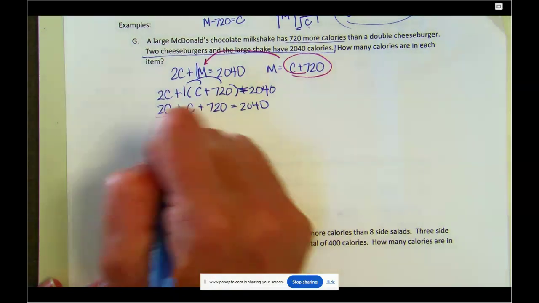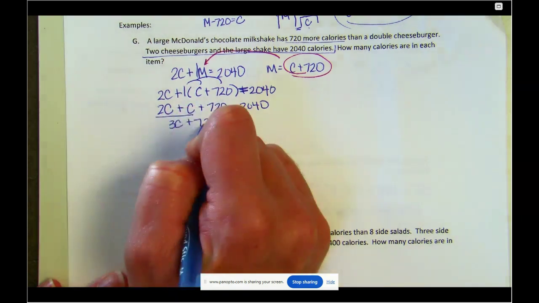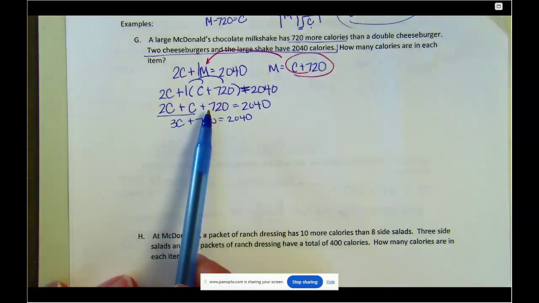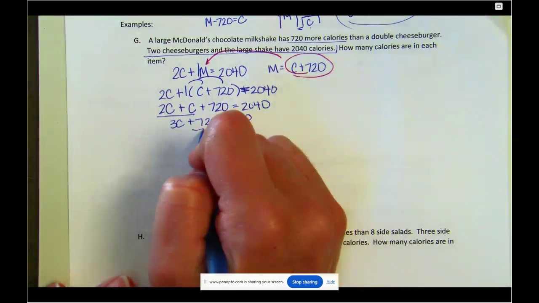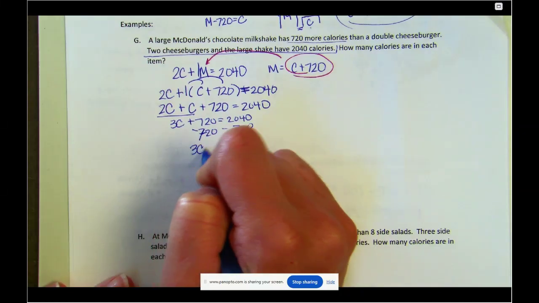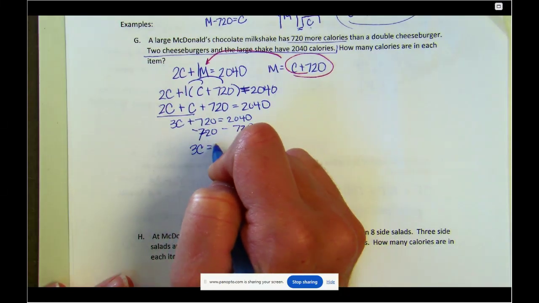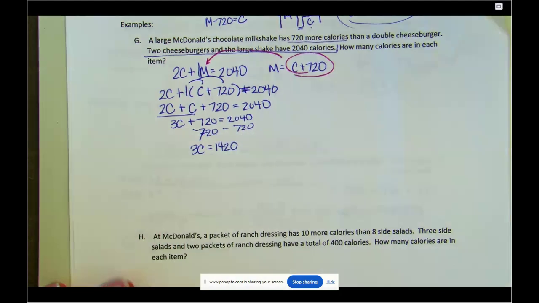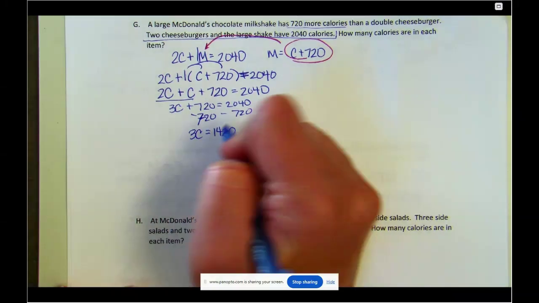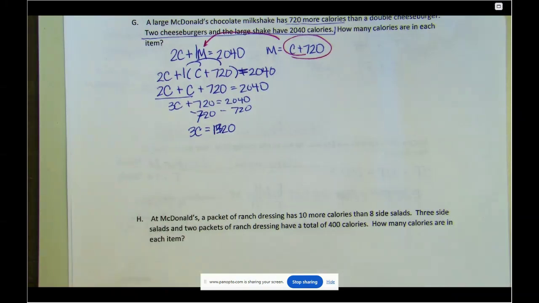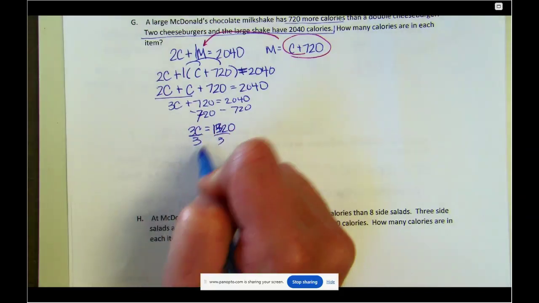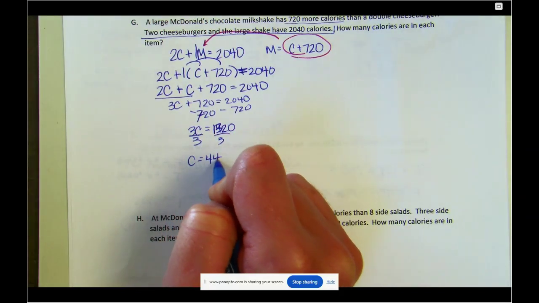Okay. So that's 3C plus 720 equals 2040. Or you could have subtracted the 720 first. That's okay. You'll end up in the same place. So you end up with 3C equals 1320. Is that right? And then what? Oh, 1320. Yep. Then what are you going to do? Divide by 3. So C is 440.